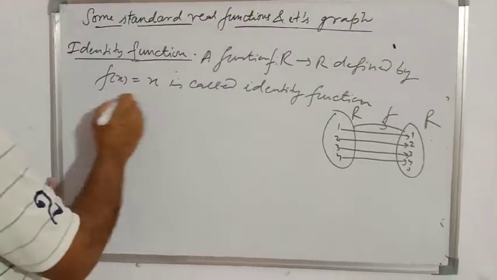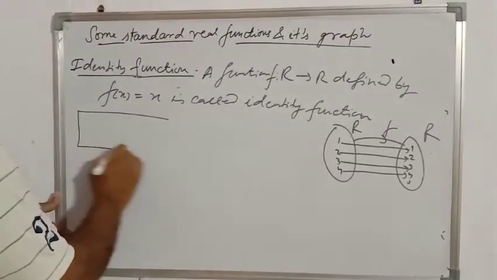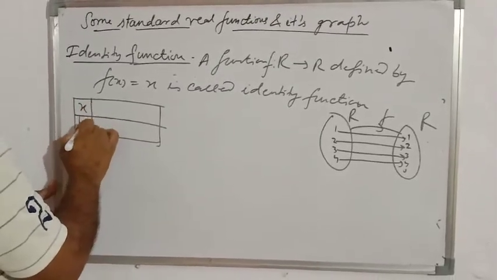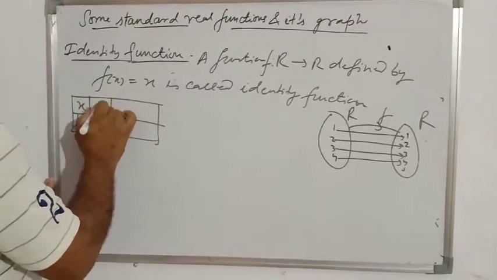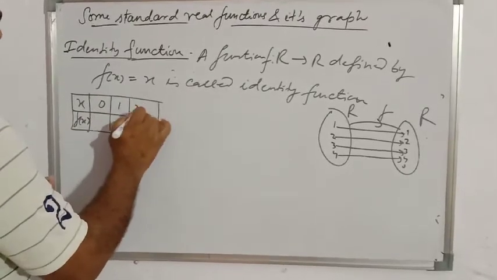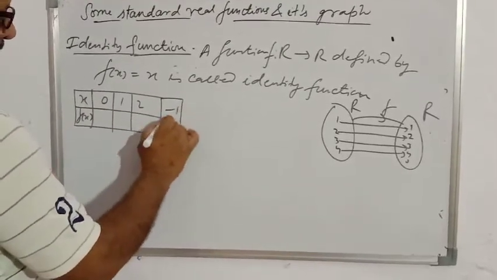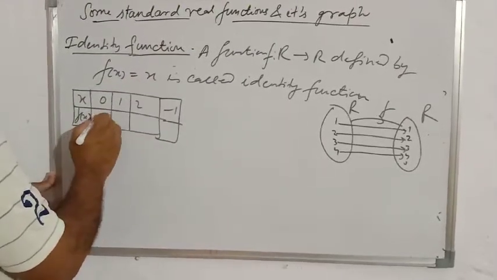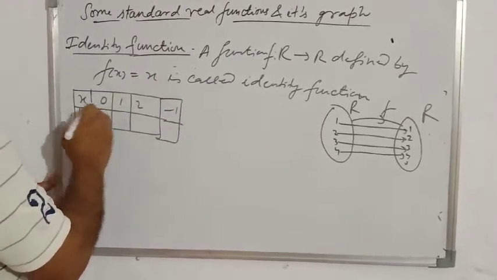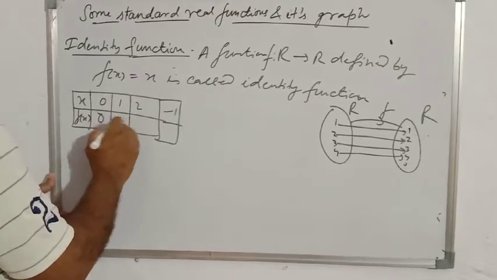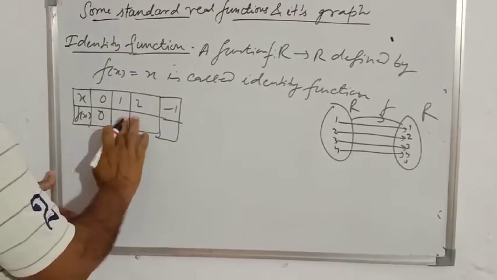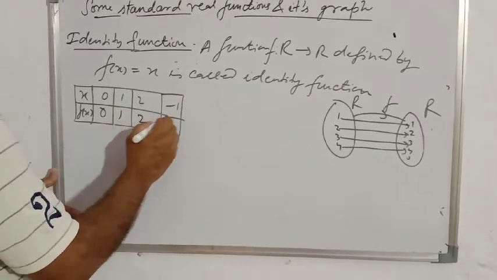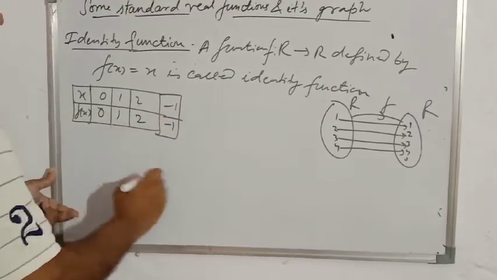How will we plot the graph of this function? We can make a table like this. Suppose x and f(x): 0, 1, 2, minus 1. When x is 0, f(x) is also 0. f(x) is equal to x. When x is 1, f(x) is 1. When x is 2, f(x) is 2. When x is minus 1, f(x) is minus 1.